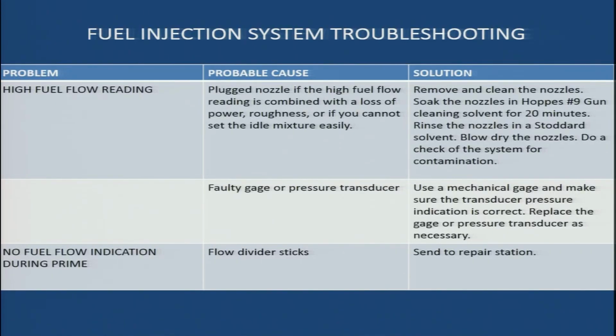Again, in the fuel injection system, we may encounter some snags, some problems. So now let us see what are the problems faced in the fuel injection system. One problem might be a high fuel flow reading. The probable cause may be plugged nozzles if the high fuel flow reading is combined with a loss of power, roughness, or if you cannot set the idle mixture easily.